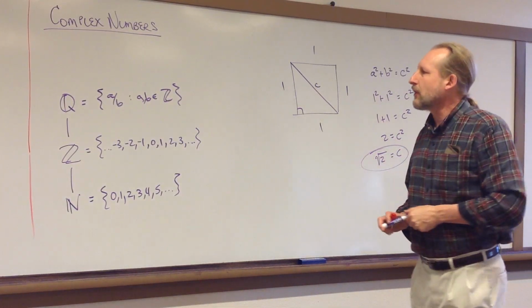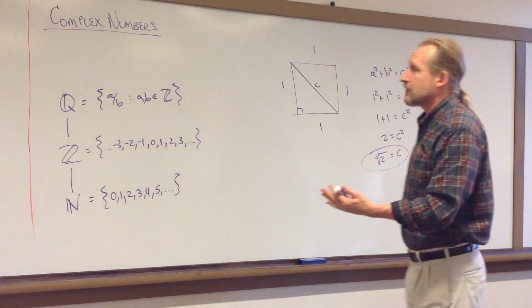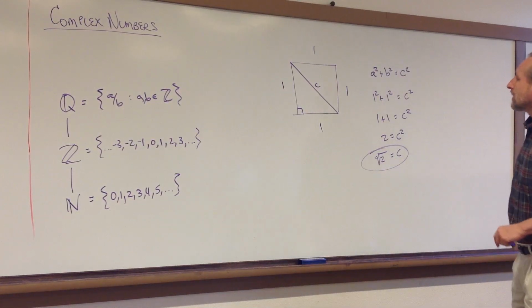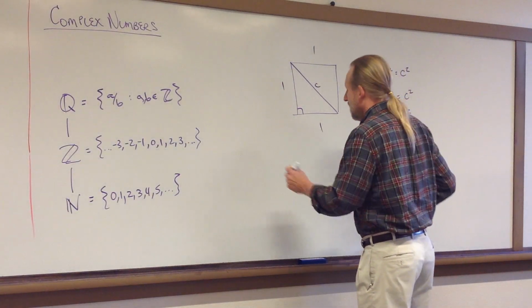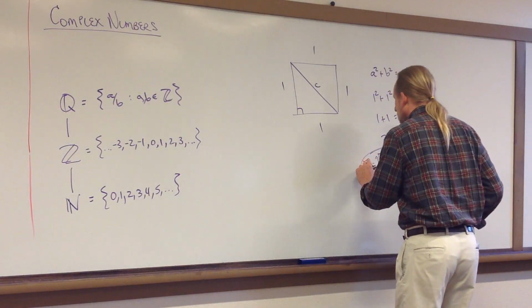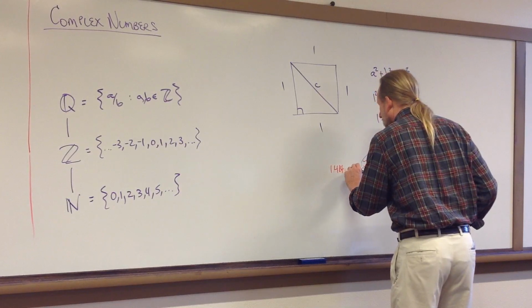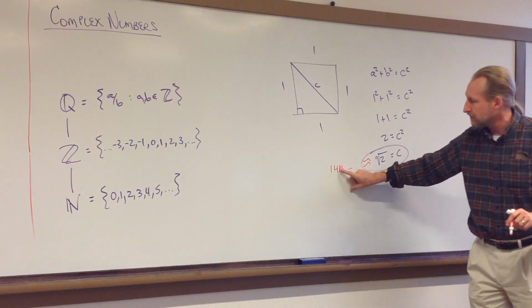Now, the Greeks thought that all numbers were a ratio of whole numbers, a rational number. This square root of 2 is not a rational number. It's what's called an irrational number. We can approximate it as 1.414 and so on. It's a non-terminating, non-repeating decimal.